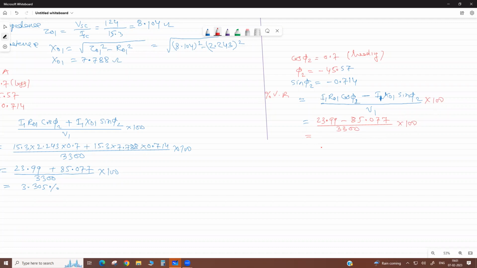Now 23.99 minus 85.077 divided by 3300, my dear, it comes minus 1.85%. Please remember, voltage regulation at leading power factor is negative.